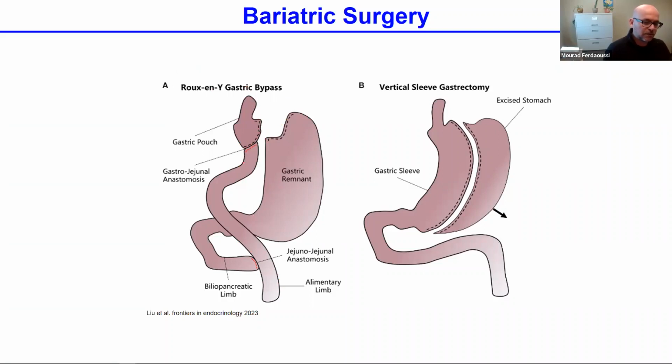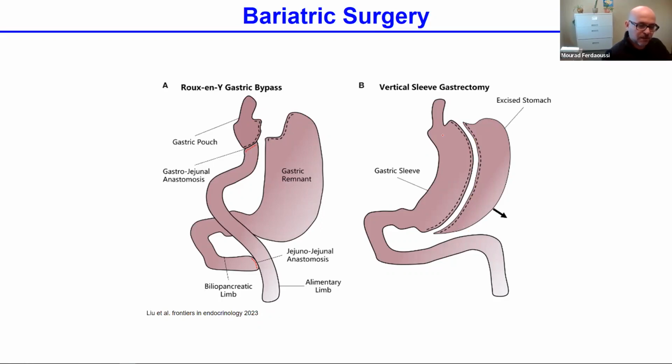So all the nutrients will bypass the stomach and go directly to the intestine, and there is less digestion and less absorption of nutrients, and this can reduce the obesity. The other surgery that is mostly used is called the sleeve gastrectomy, and this surgery basically removes a big chunk of the stomach.